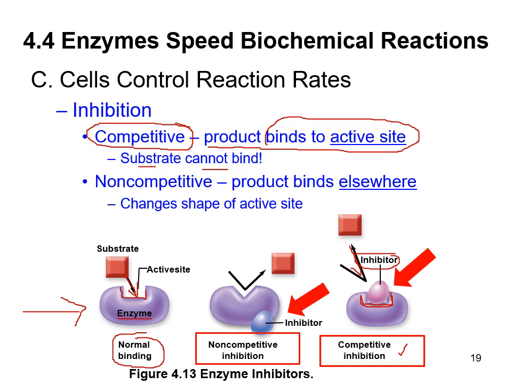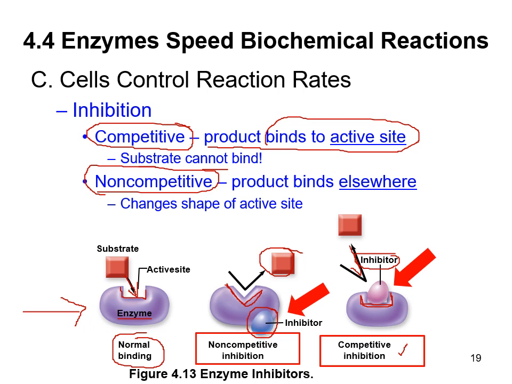The other option is called non-competitive. And in non-competitive inhibition, you take the inhibitor as well, but now you bind it somewhere else besides the active site. And when you bind it somewhere else, what we see happening is that the shape of the active site will indirectly change. And once again, the substrate cannot bind to this new shape. So you also shut down the enzyme.